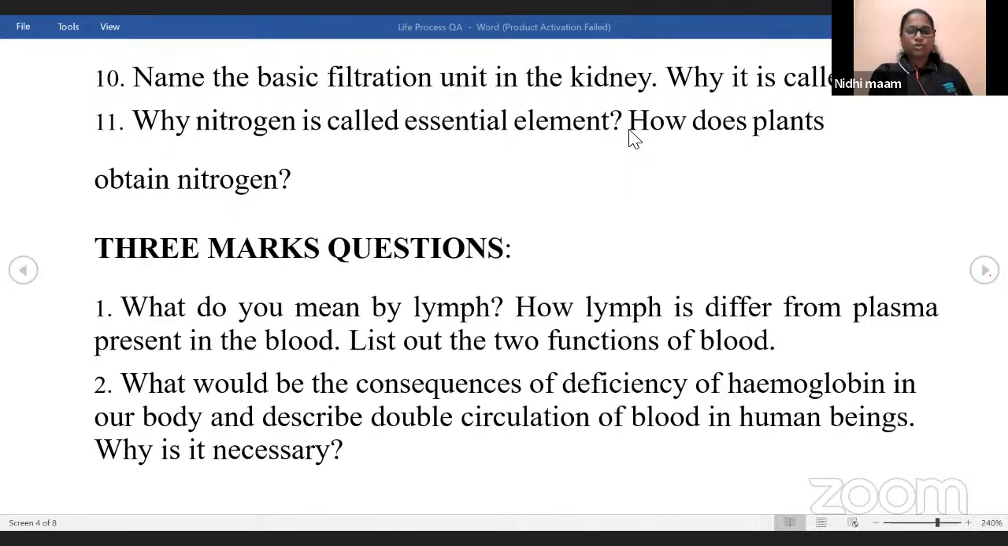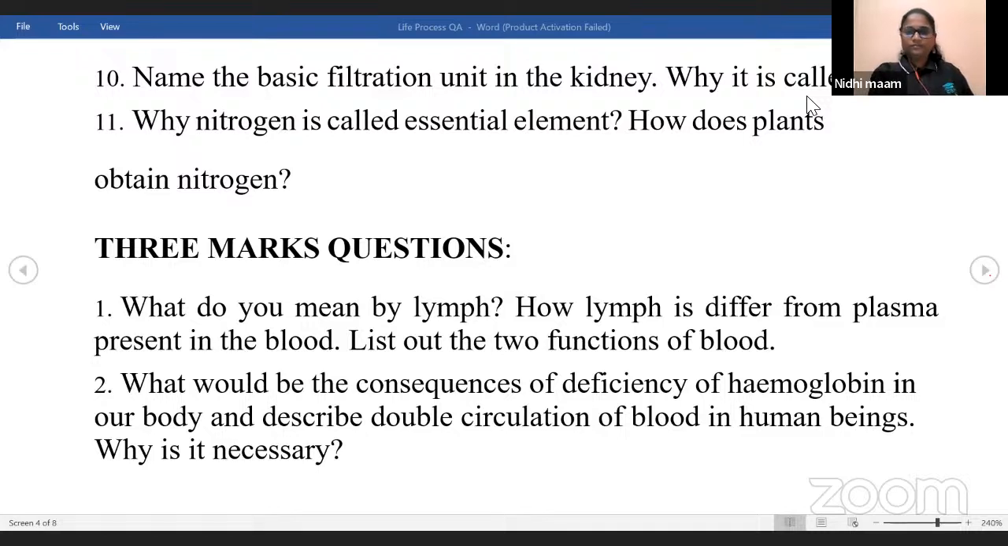Next, 3 marks question. What do you mean by lymph? How does lymph differ from the plasma in the blood? List out 2 functions of the blood. They asked what lymph is, how lymph differs from the plasma of the blood, and to give two functions of the blood. List out the functions of the blood, right?